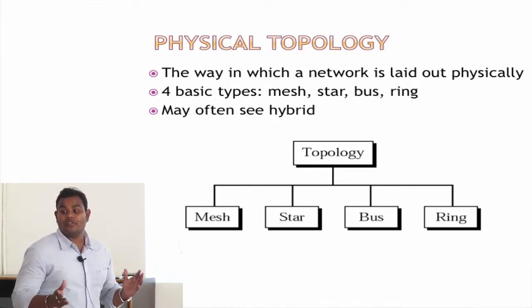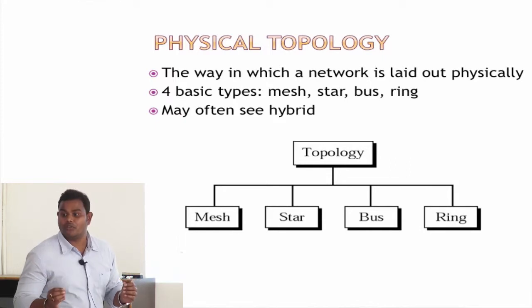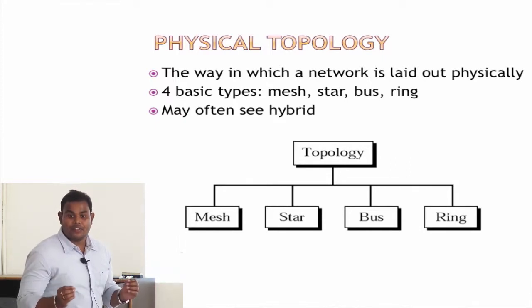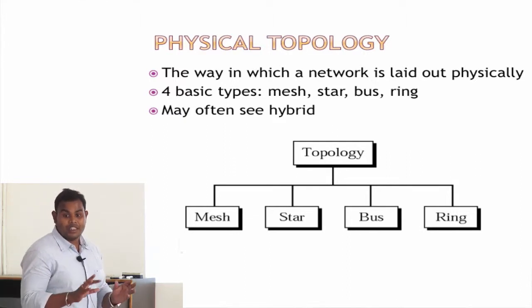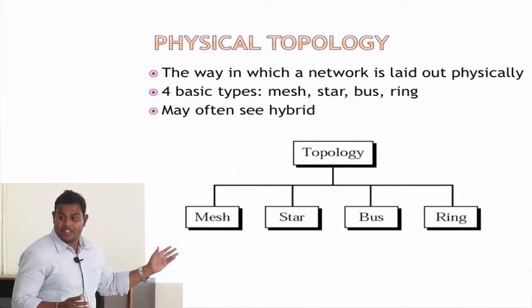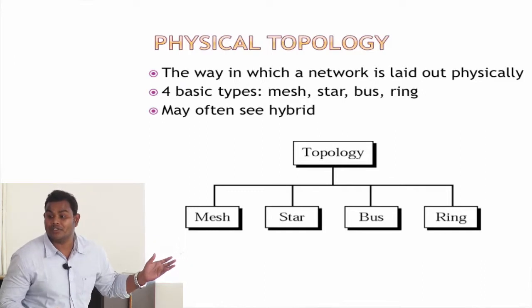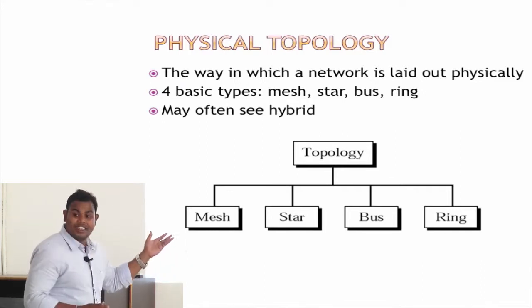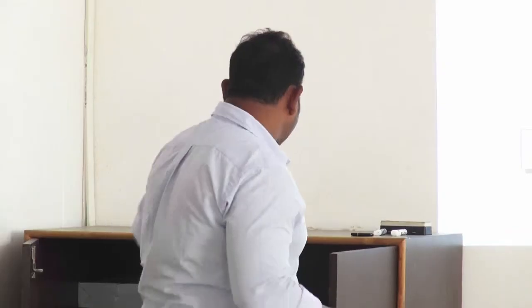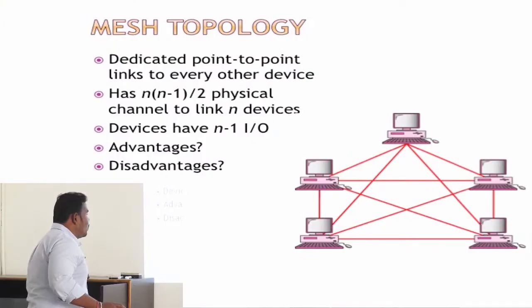And another topology is known as hybrid topology. What is hybrid topology? A combination of more than one type of network, such as a combination of mesh and star, or a combination of any types of topology, is known as hybrid topology. First we will go for the fundamental ones, then we will go for the hybrid one. What is mesh topology?